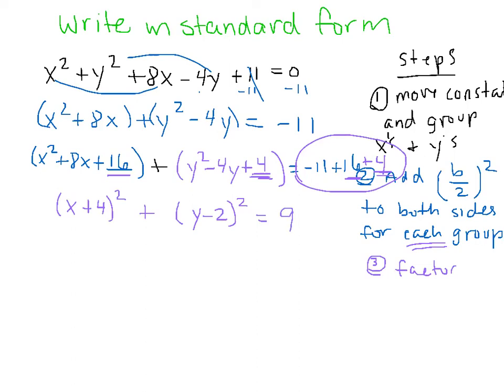So now we have a circle equation in standard form. x plus 4 squared plus y minus 2 squared equals 9. We always want to name the center and radius, so our center would be at negative 4, positive 2, and the radius is equal to 3.